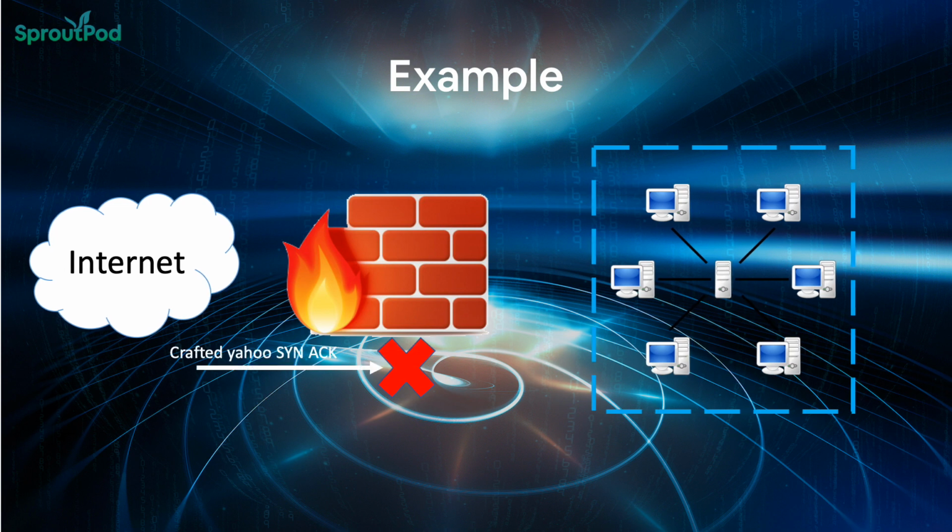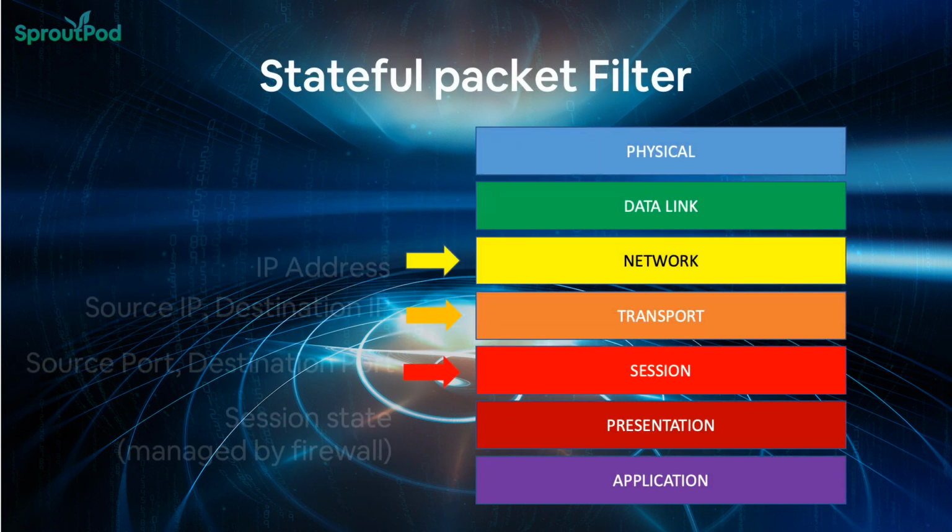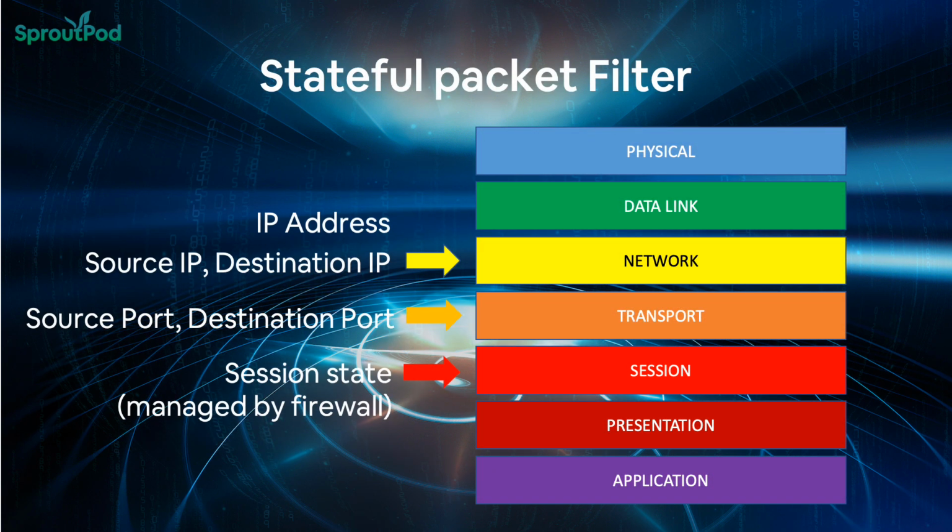So, if a hacker randomly crafts a packet hoping to get through the firewall, without the right state table entry, it will get dropped or rejected. Stateful filtering also checks the source and destination IP address and port. It does an additional check on the session bits of the TCP protocol.